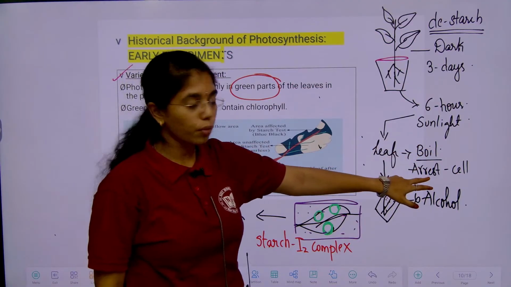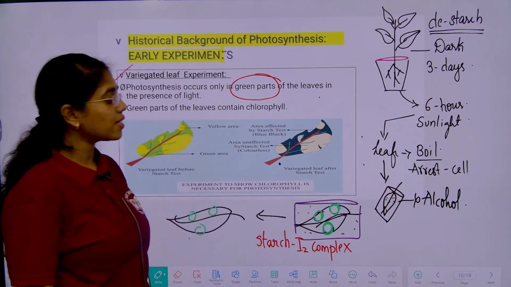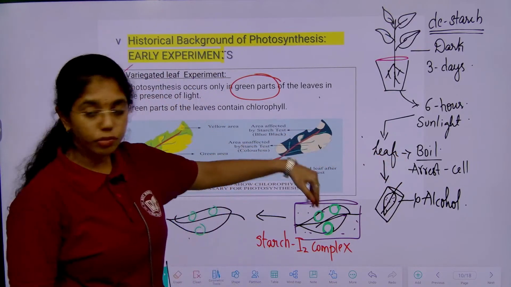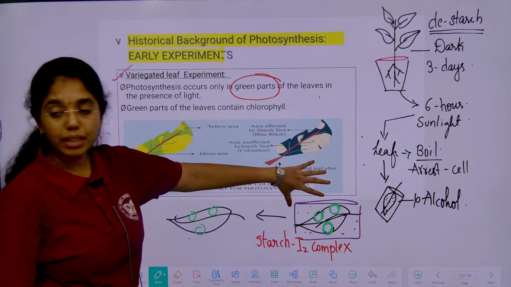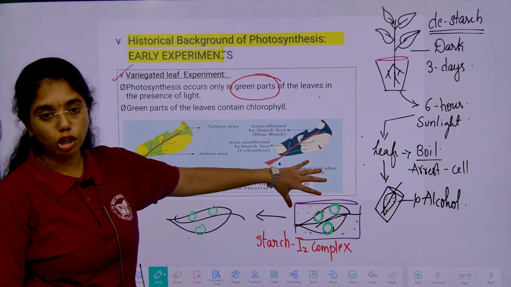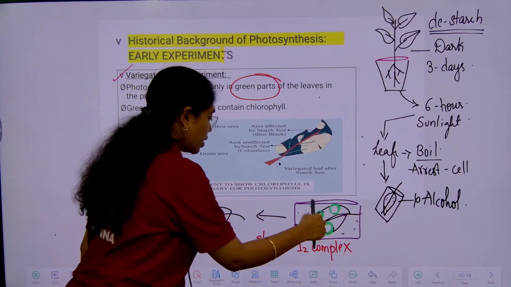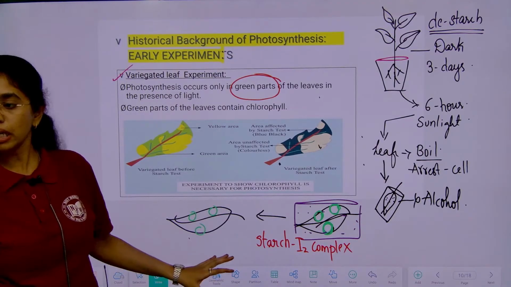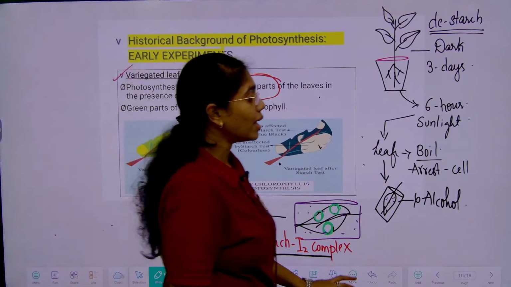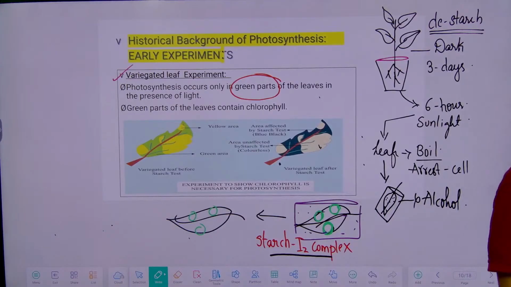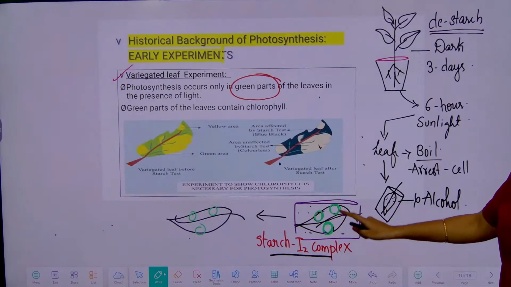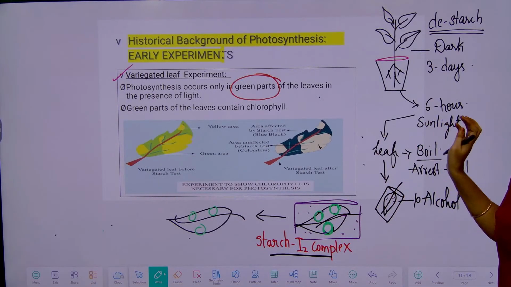Boiling of the leaf for what purpose? Arresting the cell. Cellular arrest takes place. Placing the leaf in alcohol to remove the chlorophyll, and then dipping it in the iodine solution. Only the green parts will turn what? It will turn blue-black. The rest part will remain pale. This will indicate what? Starch iodine complex. Got it? So this is about the variegated leaf experiment. So with this they proved what? Starch is the food which is prepared by the plant cell.